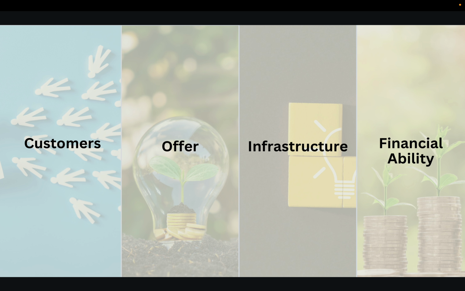Does anyone remember what we call financial ability? We have 3 terms. I'll give you a hint. We have something called feasibility, viability, and desirability. So which one is financial? What does financials have to do with? It's one of them.